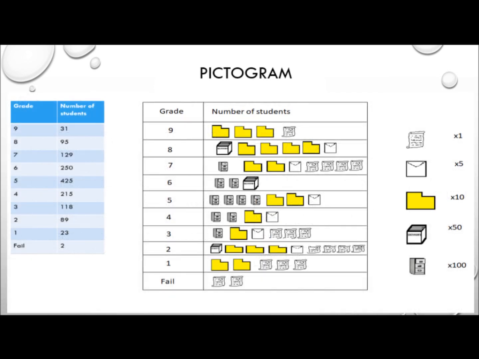Now, of course, you're not limited to one picture represents one thing. You can have one picture representing 5, 10, 50, 100, 1,000, a million things. You could also have a different picture for different categories if you like. And you can be as artistic as you like making your pictures. However, as this pictogram shows, you can have too much information.